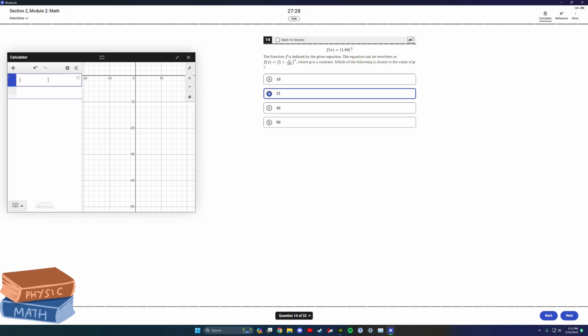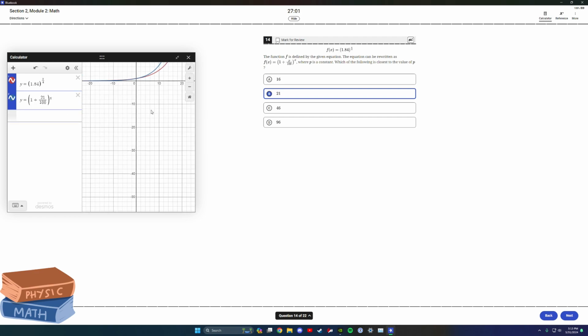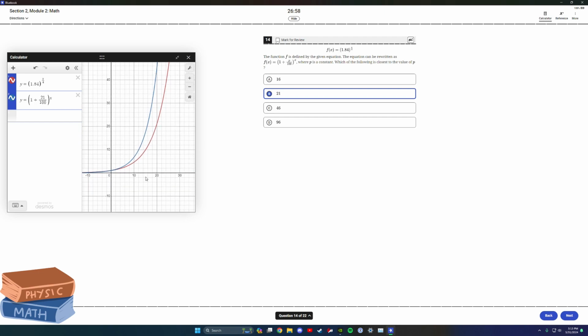So we can say that y equals 1.84 raised to the x over 4. And then we can say y equals 1 plus 21 over 100, and then raised to the x, and they are not the same line. Interesting. But I would just set it up like this, and then you can just keep changing the numbers.